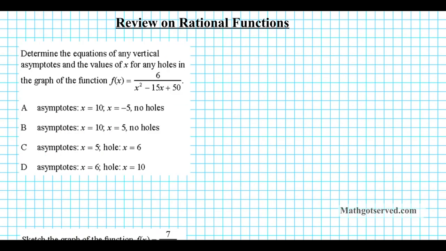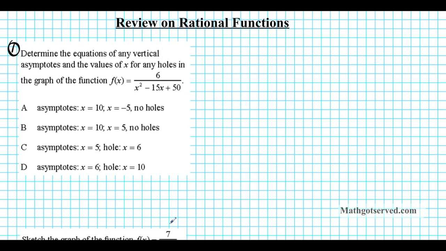Good day, students. In this clip, we're going to be going over 2 examples, reviewing rational expressions. So let's take a look at question number 1. It says, determine the equations of any vertical asymptotes and the values of x for any holes in the graph of the function f of x equals 6 divided by x squared minus 15x plus 50.